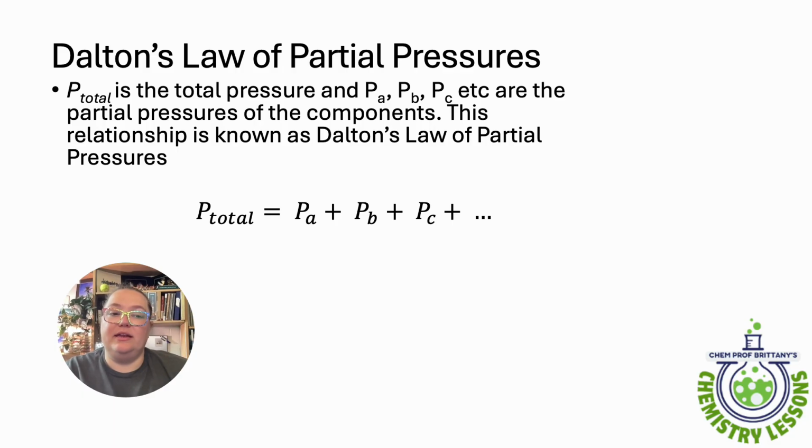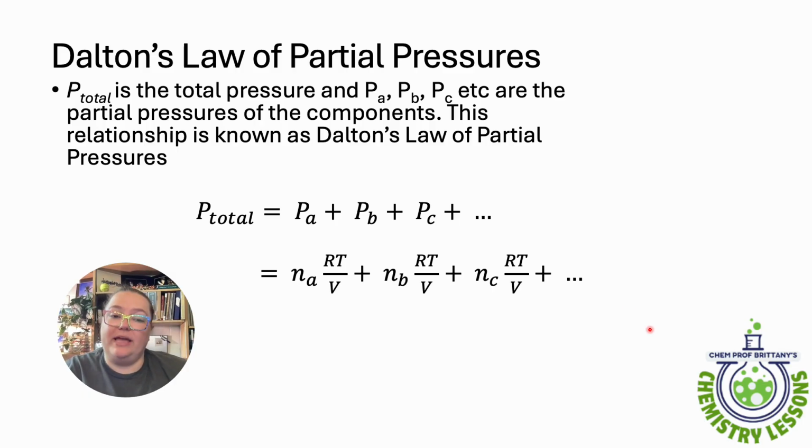Now, it is important to note that when you see this written elsewhere, you're probably not going to see ABC, because that's the generic notation. So what you're usually going to see is P of oxygen, O2, plus P of nitrogen, N2, plus P of carbon dioxide, CO2. So you'll usually see the identification of the gas in there instead of A, B, or C.